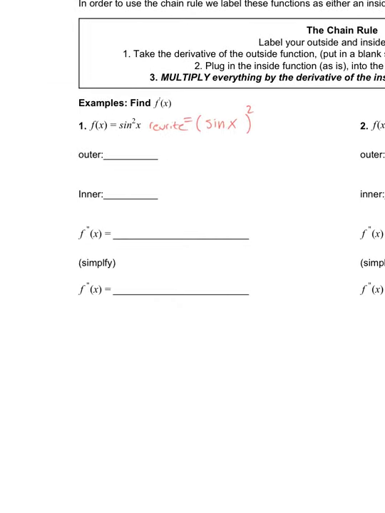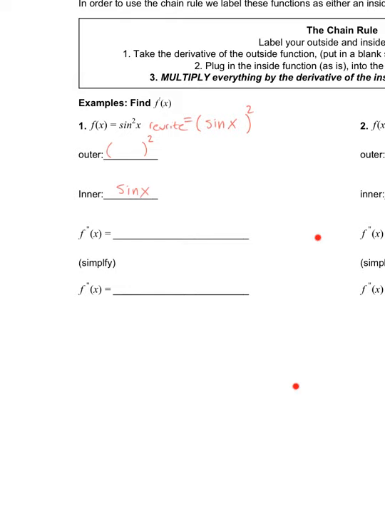So in this example, the outer function, and we write it like this, is something squared. And the inner function is the sine of x. You can also see by looking at it, this squared is on the outermost part of the function. But the outer function again is what's doing something to the other function.